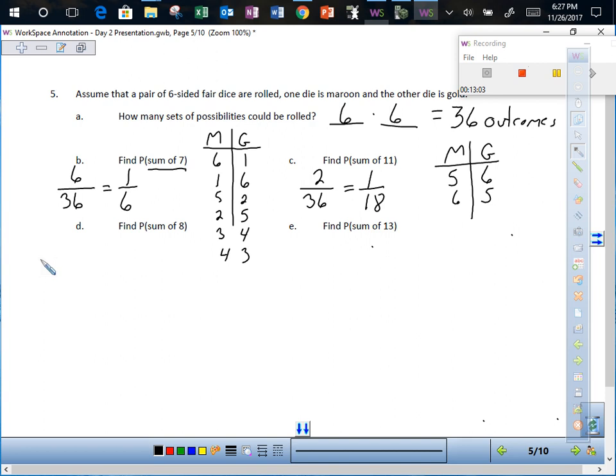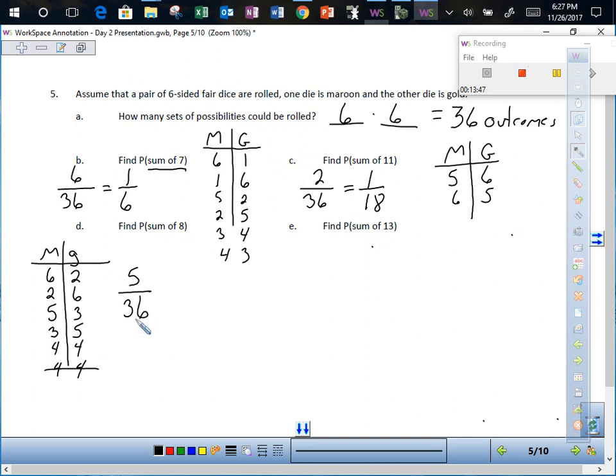The probability of a sum of 8, so let's go maroon and gold again. However you want to organize it, maroon 6, gold 2, and I can flip those to a 2 and a 6. I could get a maroon 5 and a gold 3, or a maroon 3 and a 5. I could also get a maroon 4 and gold 4. Now be careful, I cannot list that again. If I try to list a 4 and a 4, the picture would be the same. I'm going to see a maroon 4 and a gold 4, so I don't get to count it double. So 1, 2, 3, 4, 5. 5 out of 36.